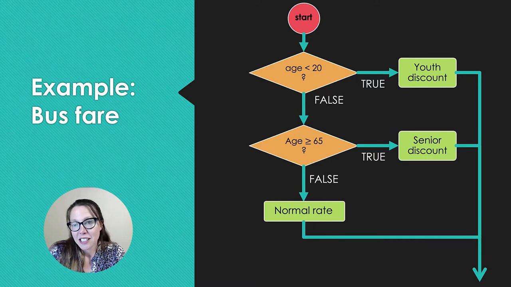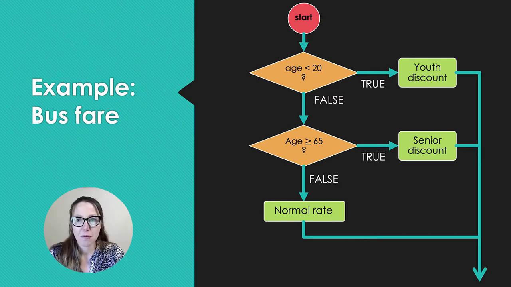Let's take a quick look at a simple example of bus fare. Pretend that the city has a normal rate that applies to the bulk of the population, but they've decided that if you're under 20 years old, then you are deserving of a youth rate. You're either still at home or possibly in university or college, and so you should get a youth discount. If you're older, if you're 65 or older, if your age is greater than or equal to 65, then they've decided that you should get a senior discount. Otherwise, you just get the normal rate.